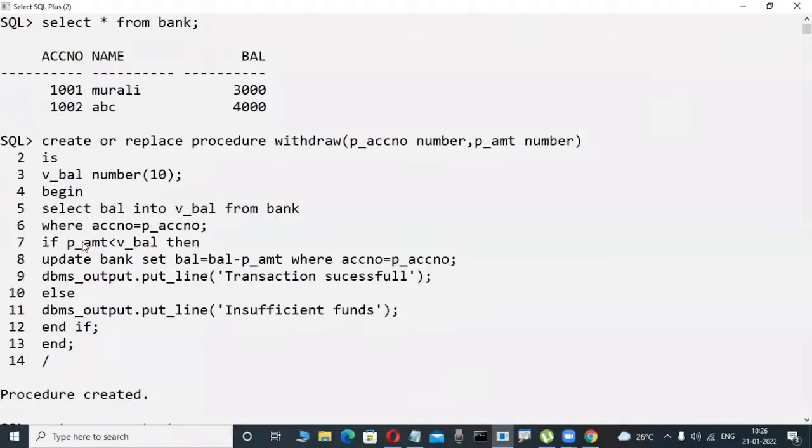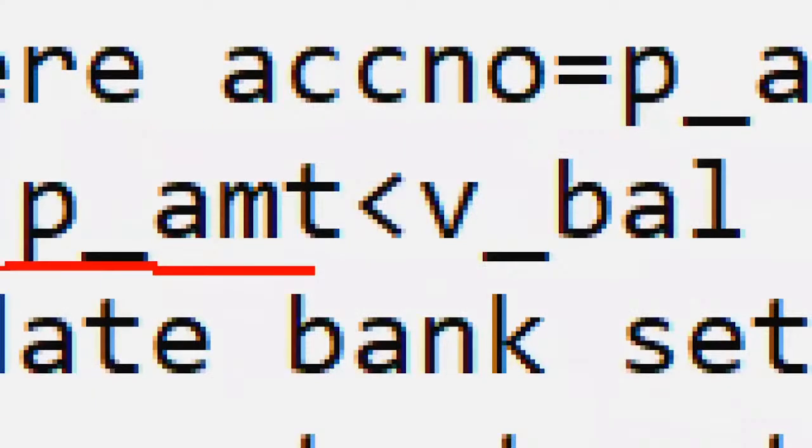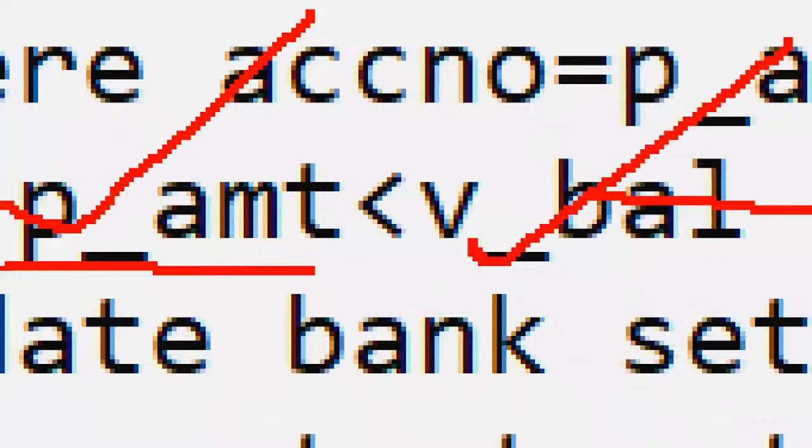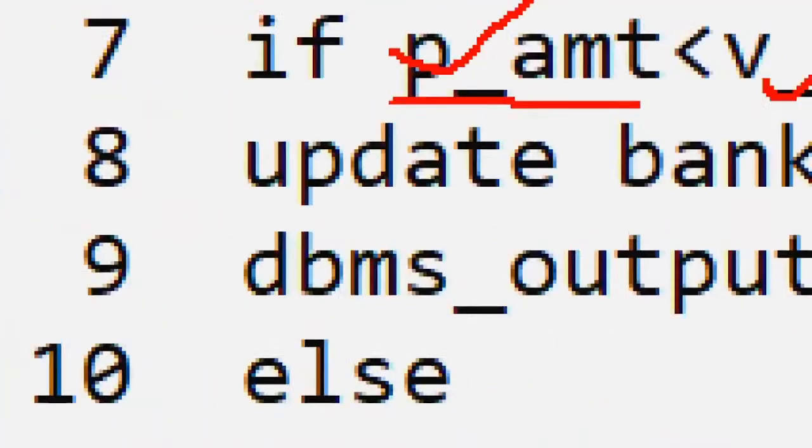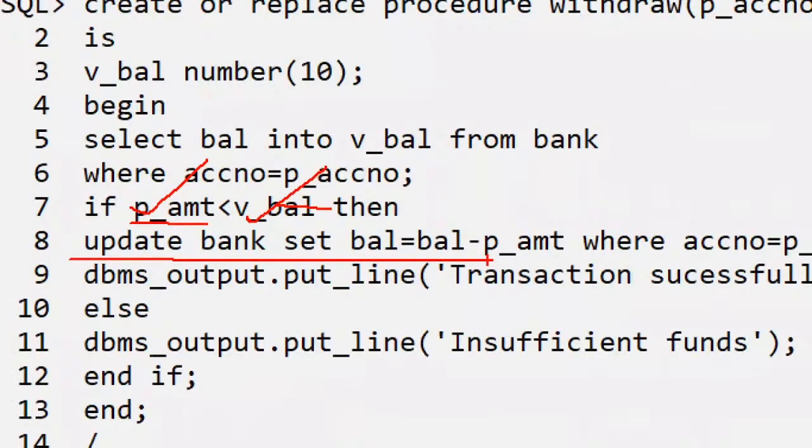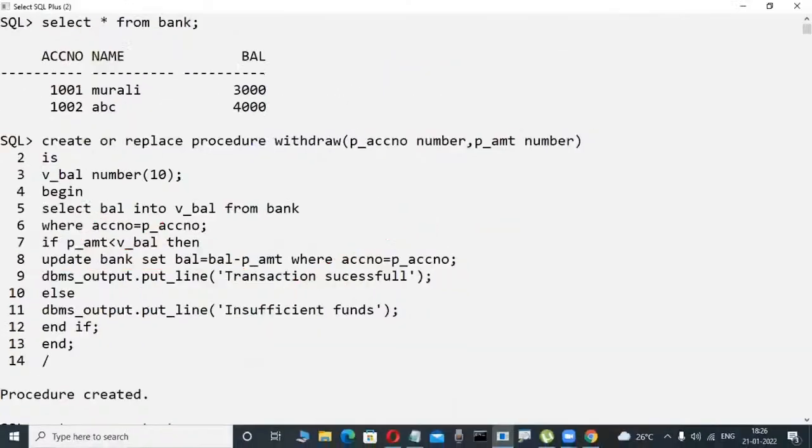So whenever your passed amount, 2,000, is less than the available balance, in this case 3,000. Here this 2,000 is less than the 3,000. I am updating only the bank table. Updating the bank means modifying that one. Just the transaction is successful. Now really, is it correct?